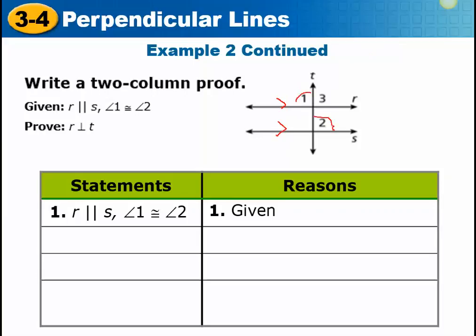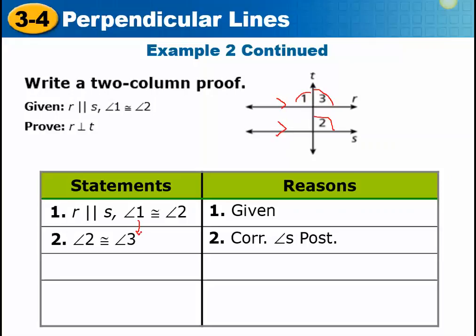Well, look at the picture. I know these are parallel. What kind of angles are 3 and 2? What is their relationship to each other? What do we call those kind of angles? We call them corresponding angles. And if you have parallel lines, corresponding angles are congruent. That's the corresponding angles postulate. So that's good. So now we've got that angle 1 is congruent to angle 2, and also that angle 2 is congruent to angle 3.